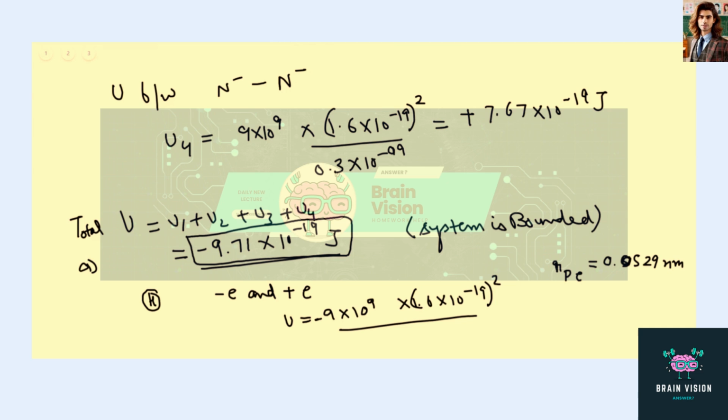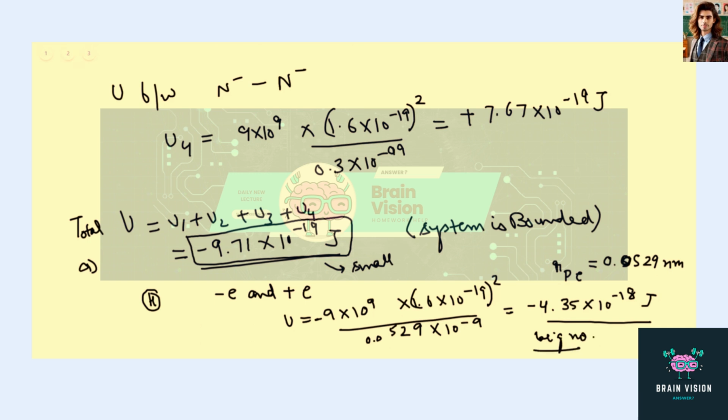So we have all these values. We put in 0.0529 times 10 to the power minus 9. This gives us minus 4.35 times 10 to the power minus 18 joule. So this is smaller, and this is a larger number than this one. That's your answer for part B, and that's it.